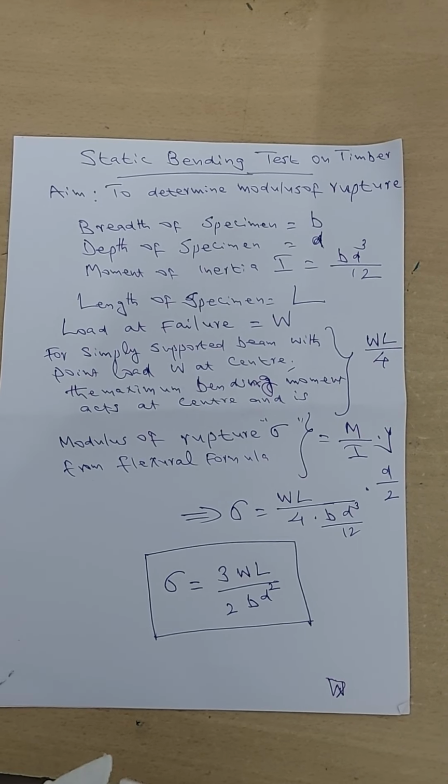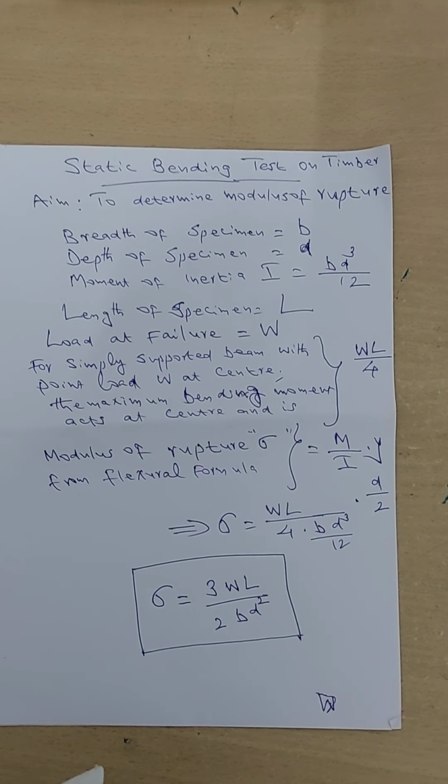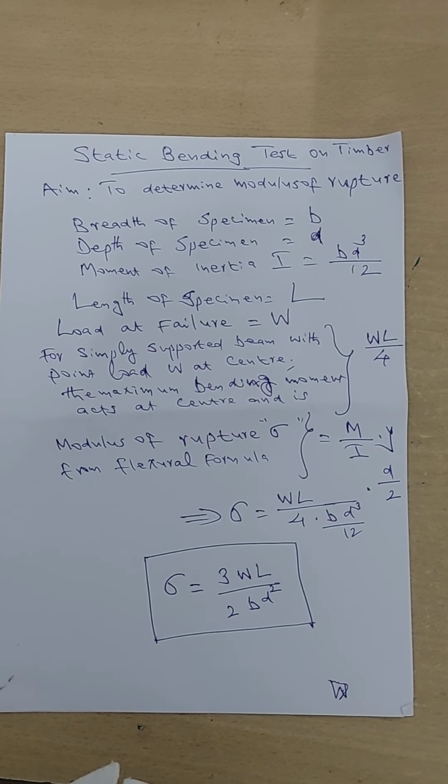B has been initially measured, D has been measured, L has been measured, and W will be obtained from the experiment.